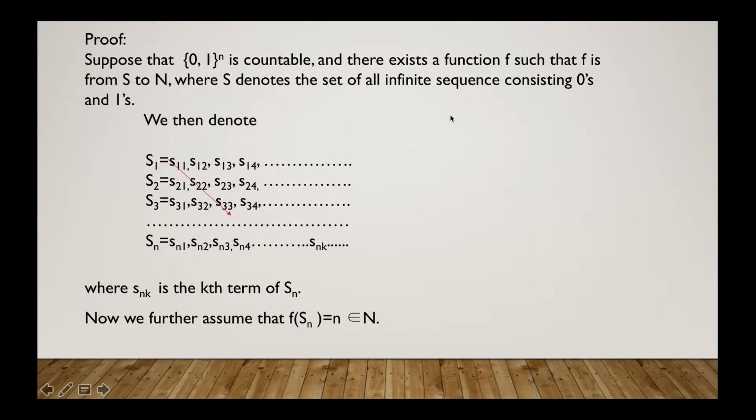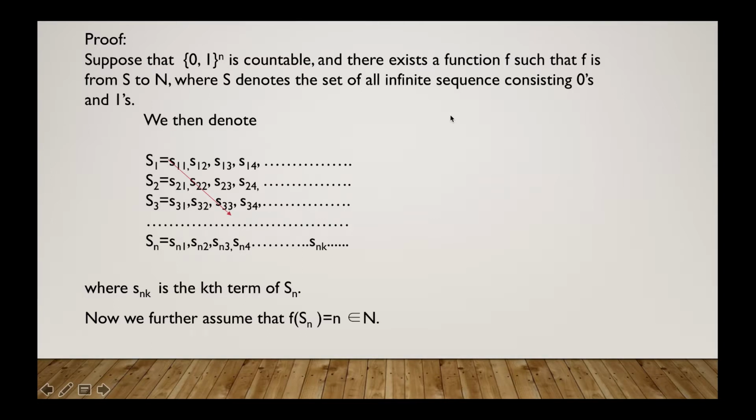So for the proof, firstly, we suppose that it is countable from the set of all infinite sequences consisting only of zeros and ones to the set of natural numbers, which means there exists a function f such that f is injective from S to N, where S here we denote as the set of all infinite sequences consisting of zeros and ones.